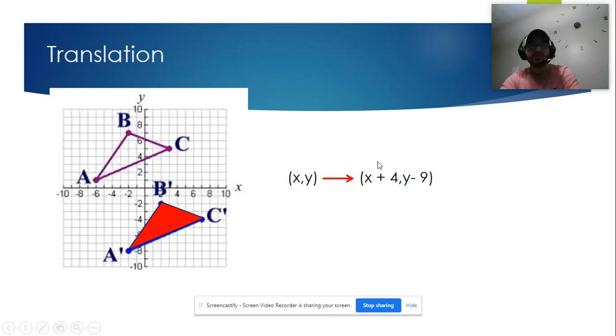So first we start with the x, see how many units we move to the left or to the right. In this case it was to the right, so we add to the x, and then we move down 9 units, so we're going to subtract 9 units from the y.